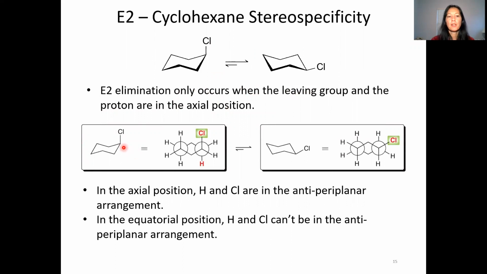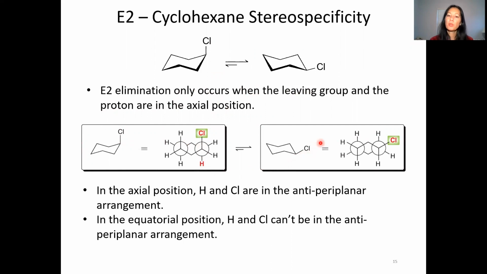So this compound here, chlorine's up, and so I can draw Newman. That's really not necessary for these problems, but I just want to highlight the chlorine is up and there is a hydrogen straight down. So this is antiperiplanar. This works, you can do your elimination.